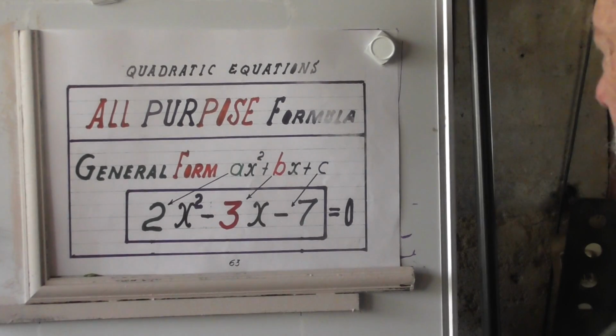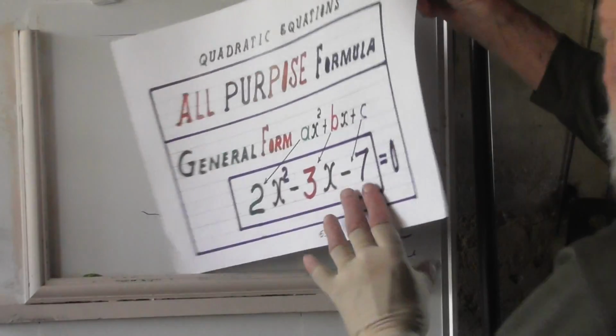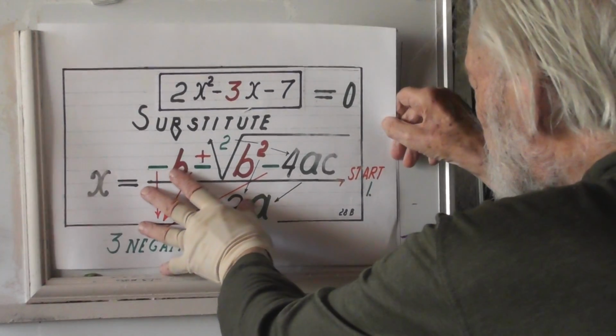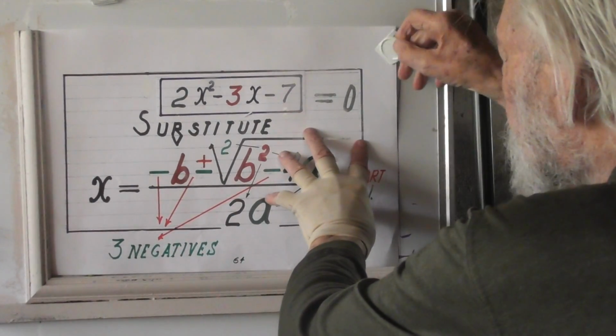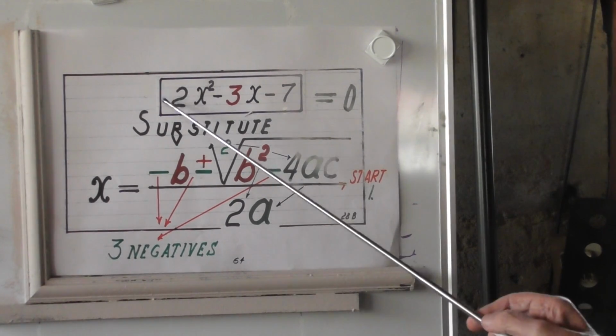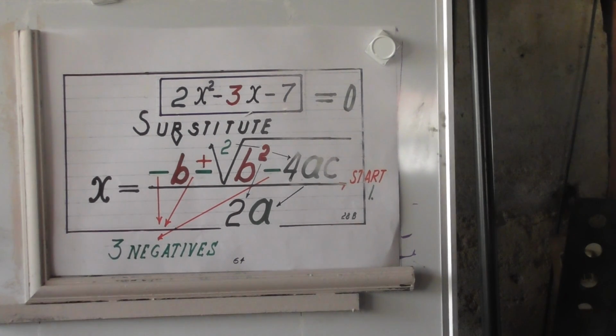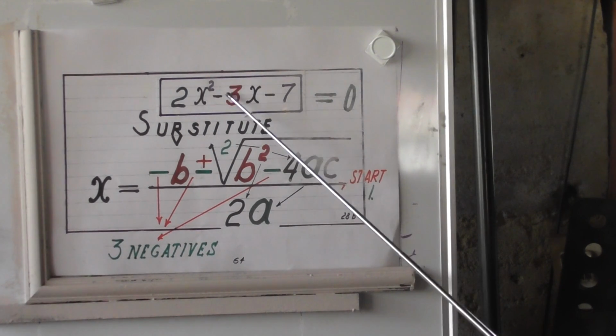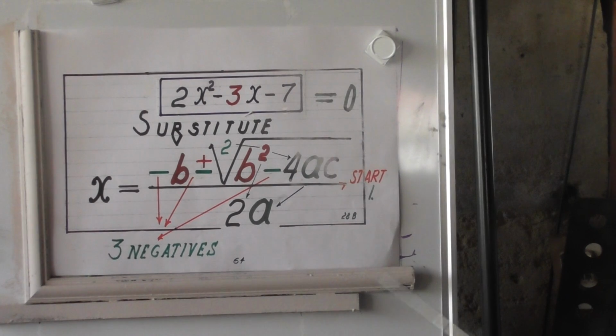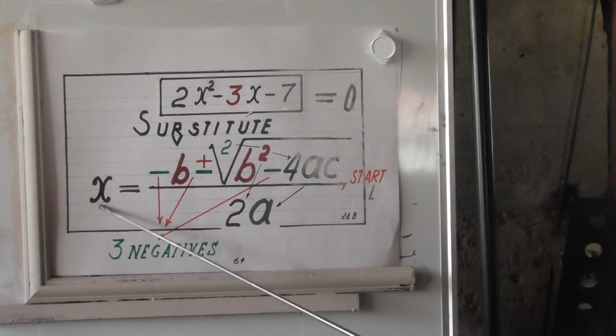So now I'm going to show you that all-purpose formula. So we have the same quadratic equation. We look at the 2, and we know that we can't do trial and error. And this is A, B is -3, and C is -7. And we're going to fill that into the all-purpose formula.